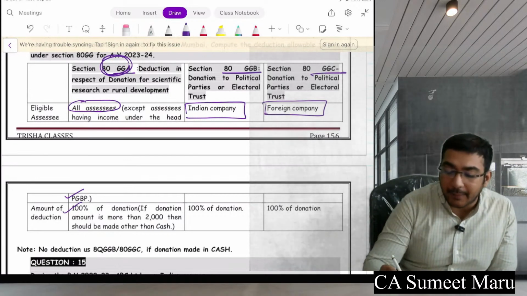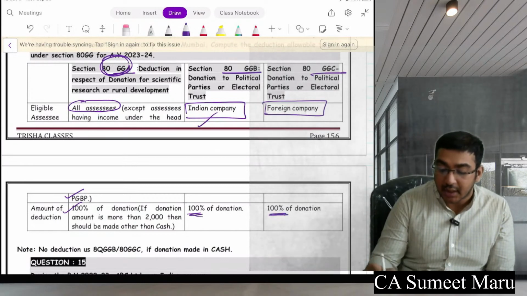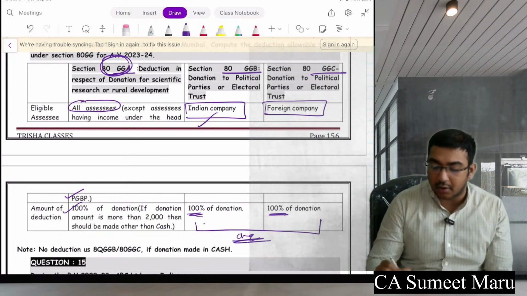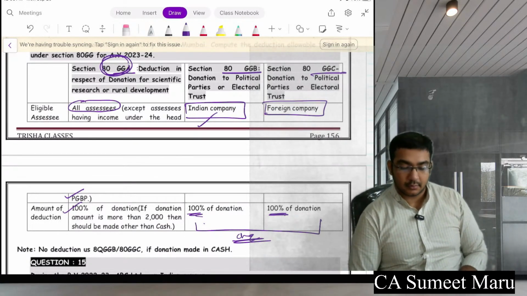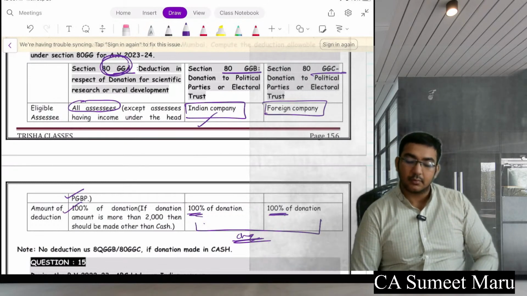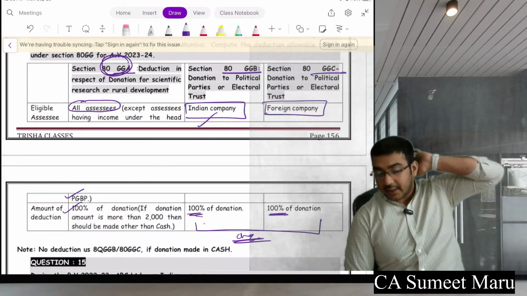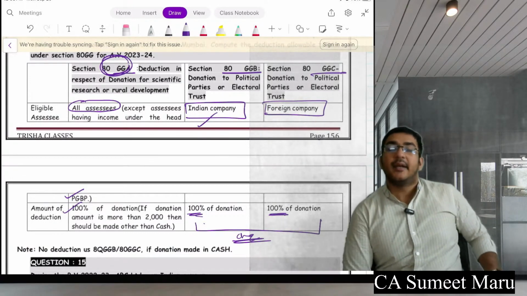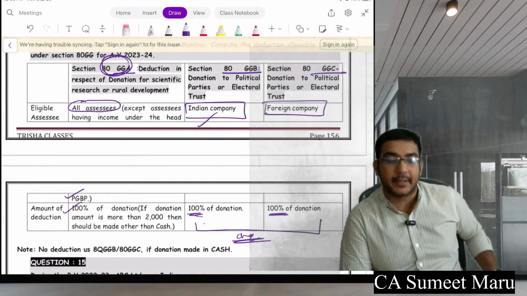Next is for political party. If you pay to a political party or electoral trust, you get 100% deduction, and this has to be made only in check. No cash allowed. Everyone clear? So you can remember these three sections altogether. GGA for anyone donating for scientific research or rural development, other than PGBP person. Next, GGB for Indian company, GGC for foreign company if they are donating to political party.